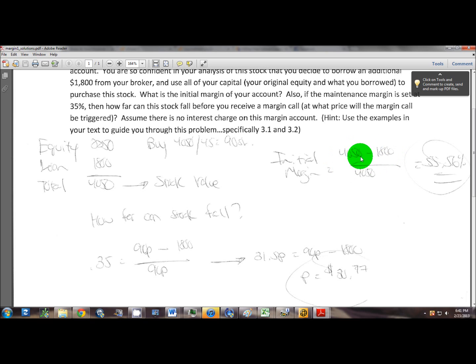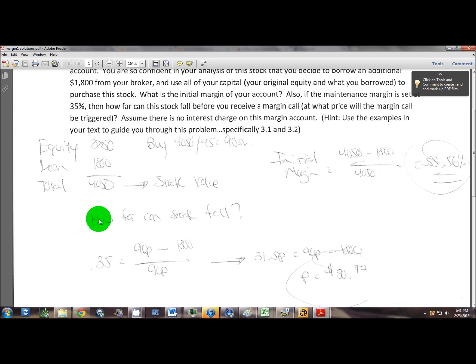This $4,050 is all cash that you have in your account, because that was your cash to begin with, and then you borrowed that cash. So that's total cash, which is an asset, minus the $1,800, which is the loan value, what you borrowed. You take the assets minus the liabilities, and then you simply divide by the total stock value, which again is $4,050. That brings you to 55.56%, and that's going to be your initial margin on this account.